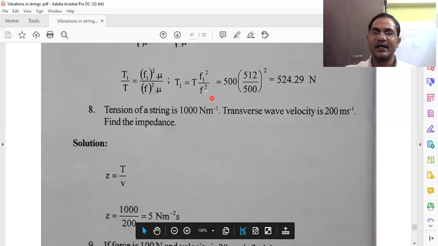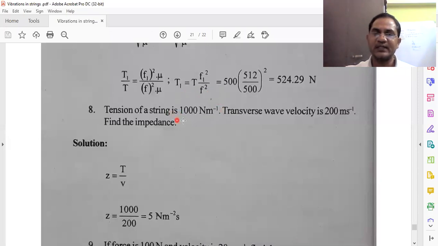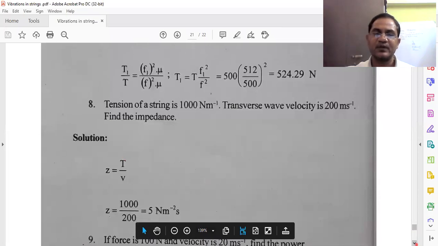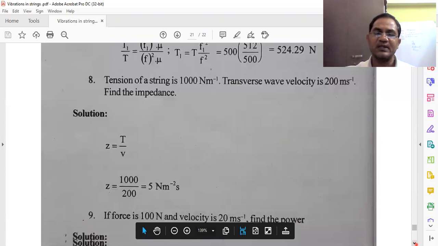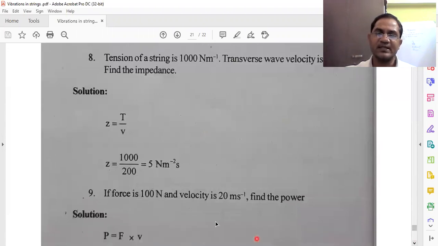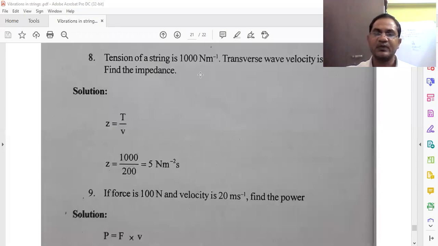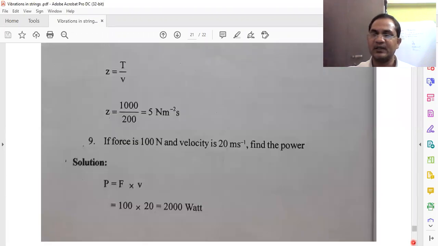Tension of the string is given as 1000 Newton per meter. Next, wave velocity is 200 meter per second. So Z equals T by V. Substitute 1000 by 200. Answer: 5 Newton second per meter squared. So that is one application of impedance.